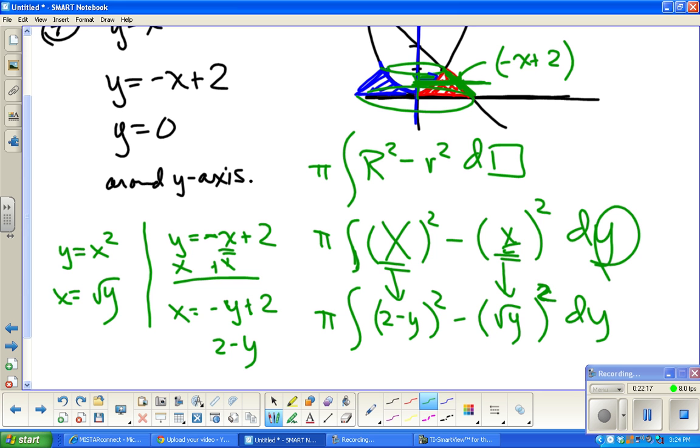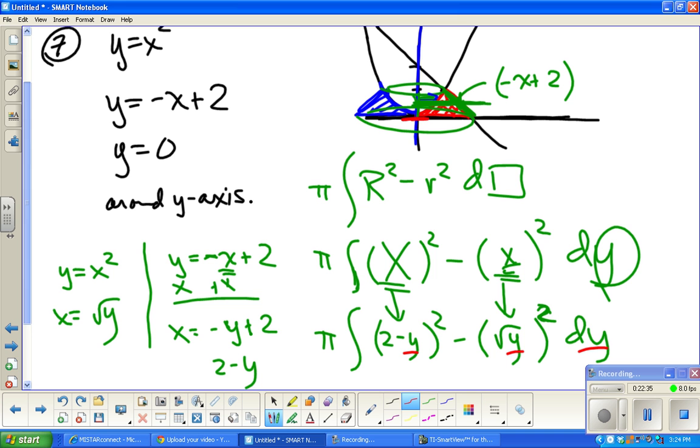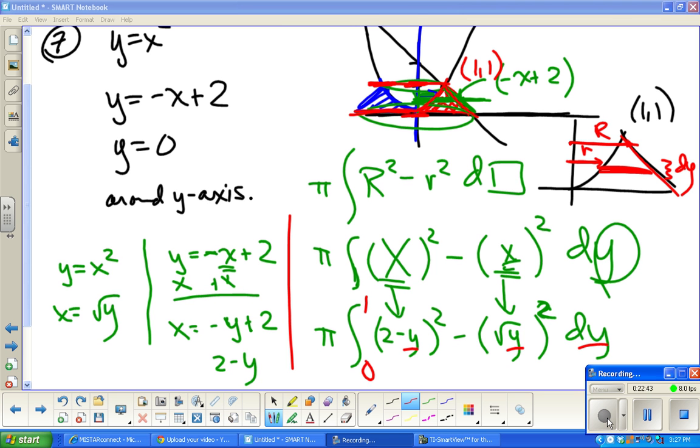Okay, the only thing I need to do to complete the setup is again my limits of integration. Now, what kind of values do the limits of integration have to be this time? They have to be y values because everything in here is about y. So from this y value to this y value, which happened to be 0 to 1. Nice job, Kiki. Yep. So this is the setup. We'll leave whatever else you want to do with that to another time.